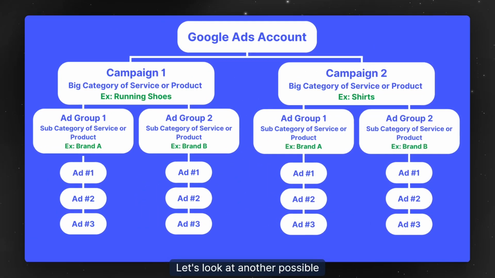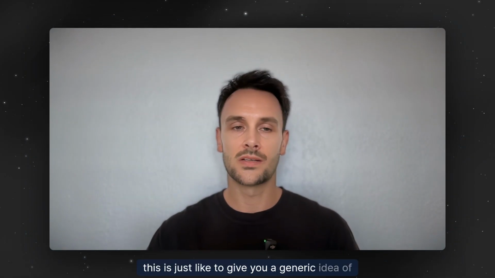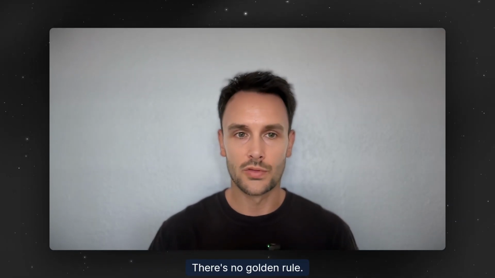Let's look at another possible structure for that same website. We could have campaign 1 having all the running shoes and then segment within these running shoes by brand A or brand B as ad groups. Same for the shirts. We could have all the shirts in the same campaign, but then segment at the ad group level with brand A or brand B in different ad groups. Like I said, this is just to give you a generic idea of how the structure of a Google Ads account works. There's no golden rule, so you can basically do whatever works for your account.